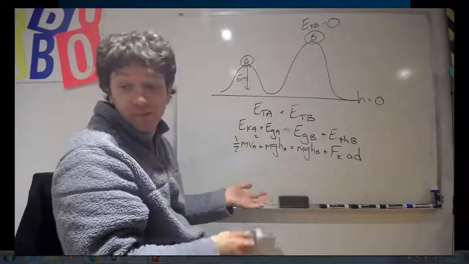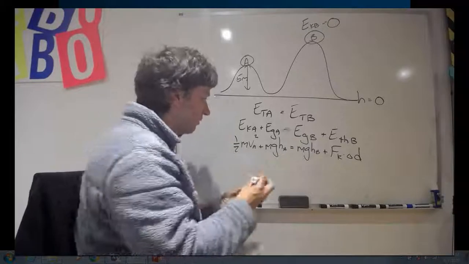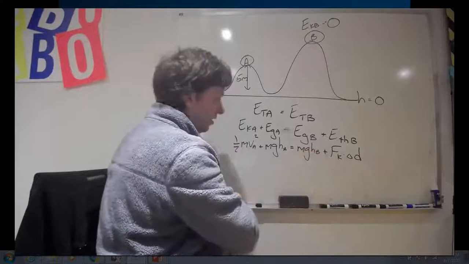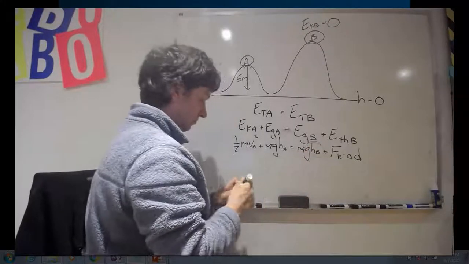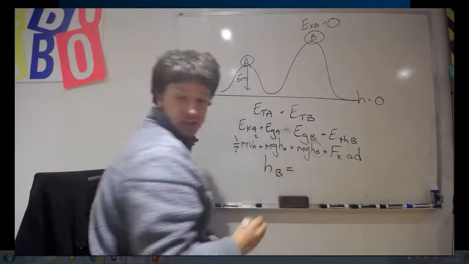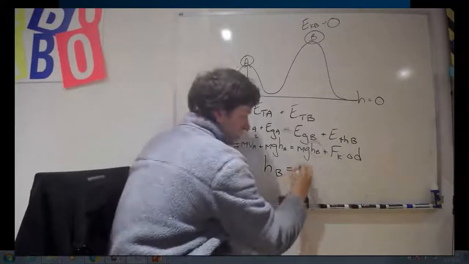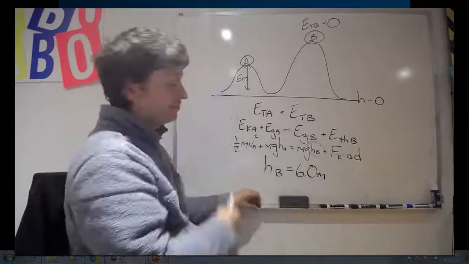So all we have to do is rearrange that ugly equation. I'll let you do that. It's just rearranging. You're solving for the height at B. And when you do that, you get the height to be 6 meters. Any higher, it's not going to make it over.